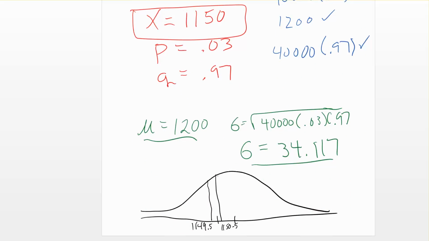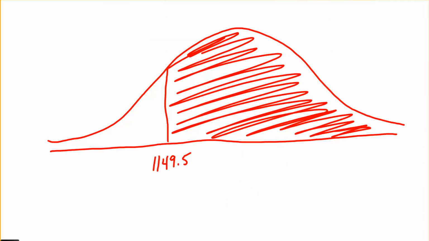So we've realized that we want to include the 1150. We want everything greater than that. But because of the continuity correction, we've got to shade everything to the right of 1149.5. So we shade everything to the right of 1149.5. And now we're pretty much ready to use our concepts of a normal distribution. So I've redrawn this graph on the drawing canvas to make it a little bit bigger. Maybe we have a little bit of room.